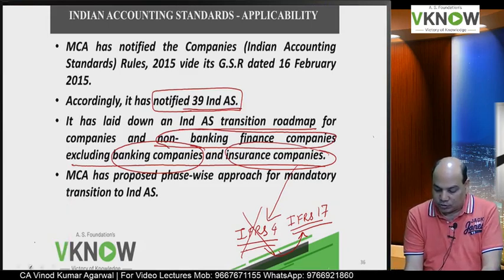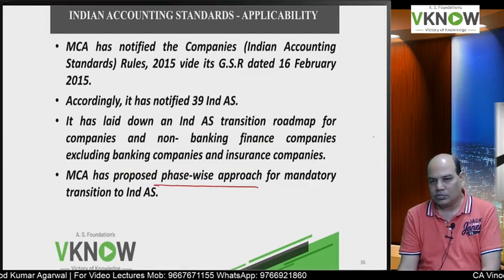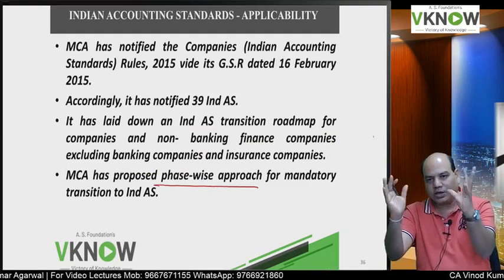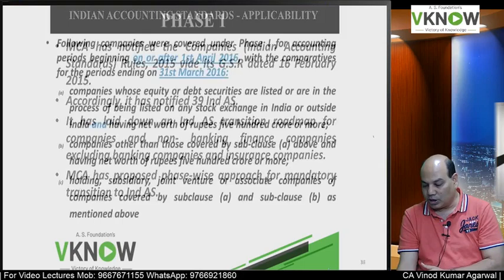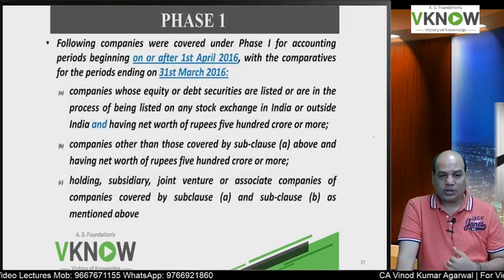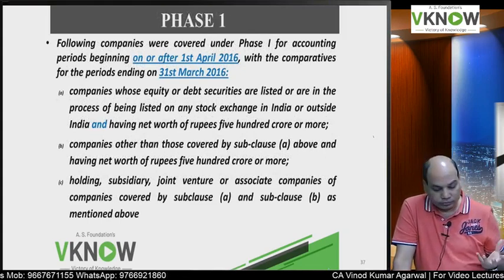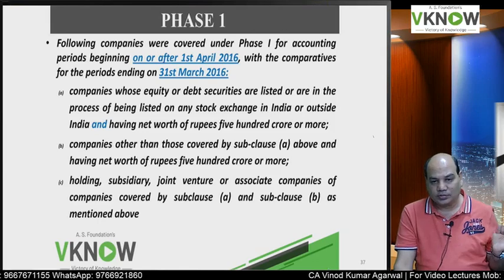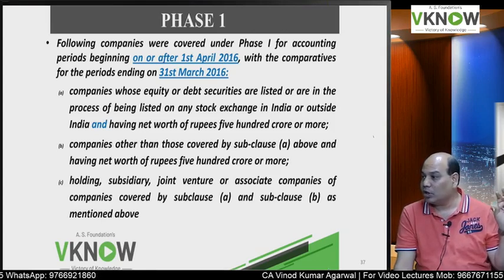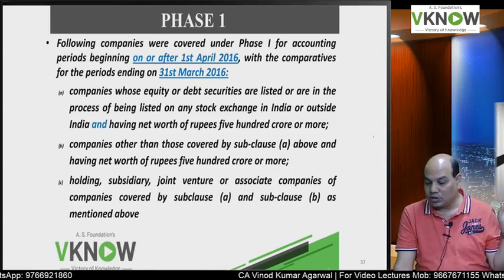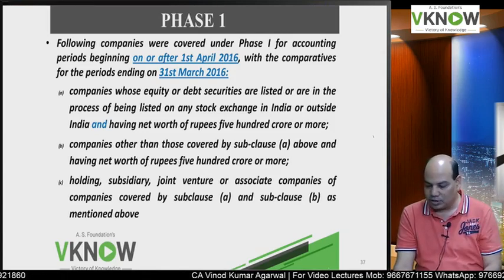In India, the standards were made mandatory on a phase-wise approach. What is phase-wise? First, they will make it applicable to listed and very big companies, then to the next level of companies. If you make it applicable to everybody at a time, it is a little difficult to apply. Companies should also be ready, right? Now, in your syllabus, they have mentioned phase 1, but that phase 1 has become very old now. Phase 1 started from 1st April 2016. Is it right?